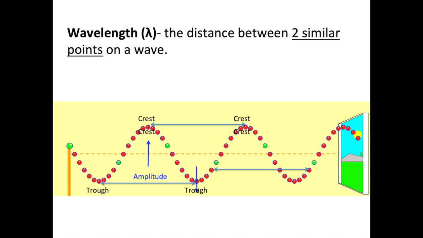Wavelength is symbolized by the Greek lowercase letter lambda, and it's the distance between two similar points on a wave. And two similar points could be two crests, that would be a wavelength, or two troughs, that would be a wavelength, or here I have started with the fourth particle up from the trough, and I went to another fourth particle up from the trough. So all of those are the wavelength, they all would be equal to each other.